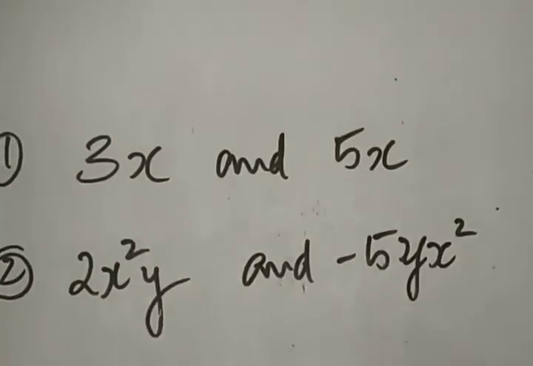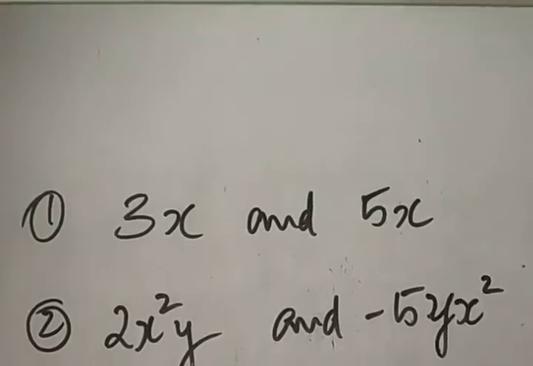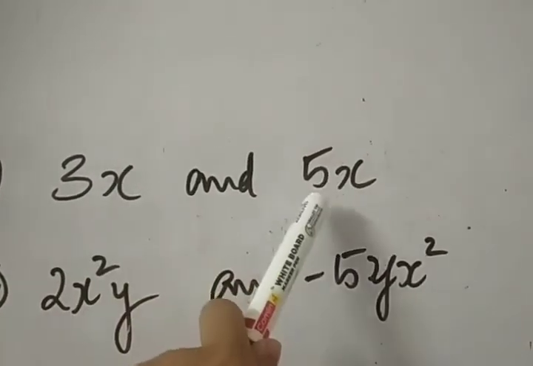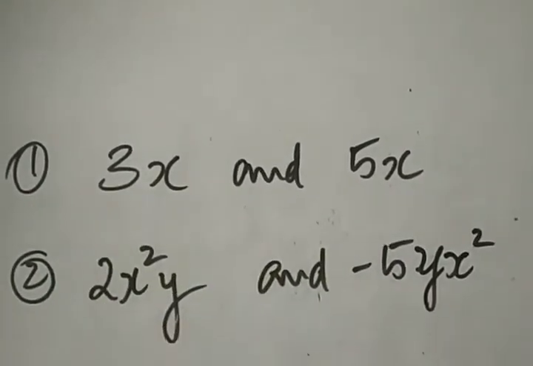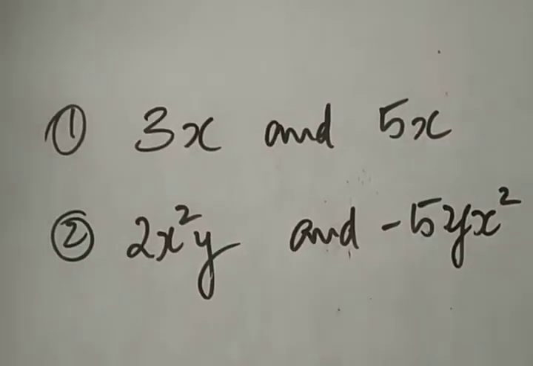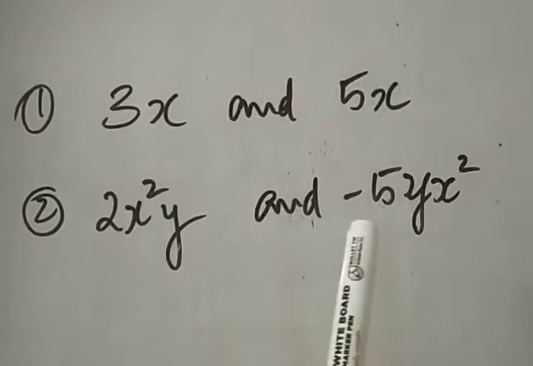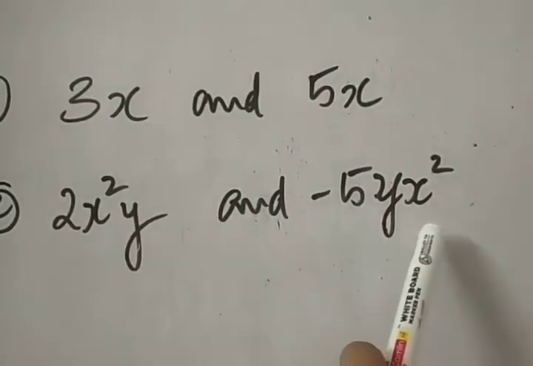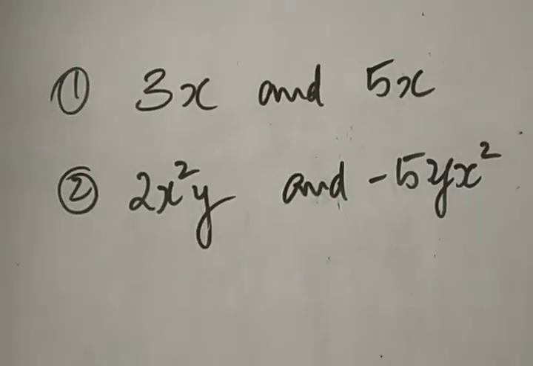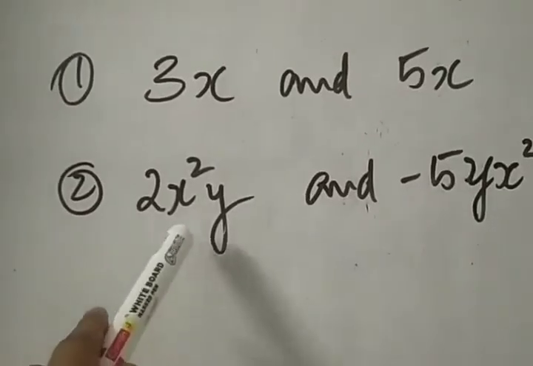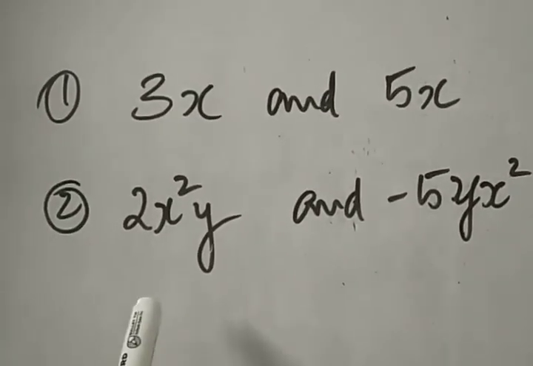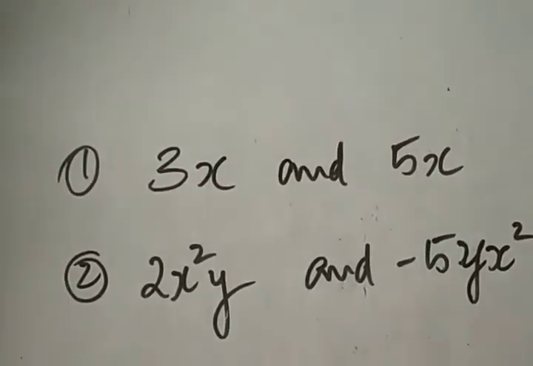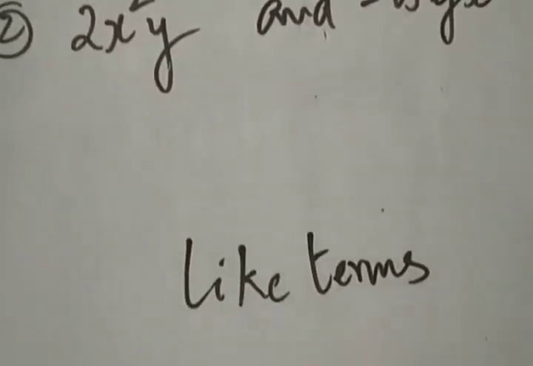Now consider the monomials 3x and 5x. Let us find the literal coefficient of both. What is the literal coefficient of 3x? It is x, and the literal coefficient of 5x is x. So in both of these monomials, the literal coefficients are the same. Now look at another example. We have two monomials 2x square y and minus 5yx square. Here the literal coefficient is x square y and here it is yx square. And x square y and yx square are the same, right? Because multiplication is commutative. So in these monomials also the literal coefficients are the same. Terms which have the same literal coefficient are called like terms.